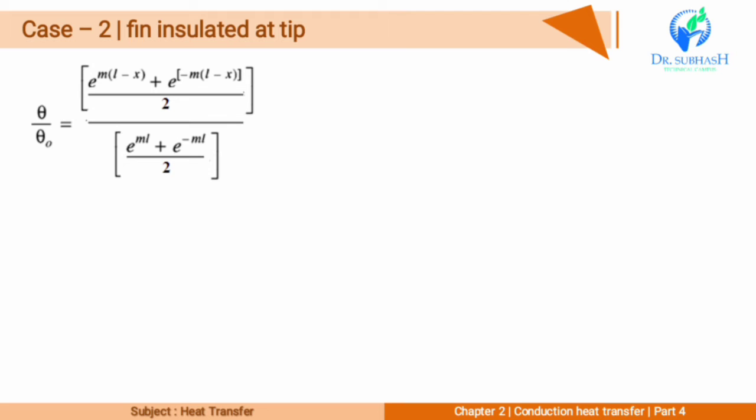Divide the numerator and denominator by 2, then we get theta by theta 0 is equal to [e^(m(L-x)) + e^(-m(L-x))]/2 divided by [e^(mL) + e^(-mL)]/2.